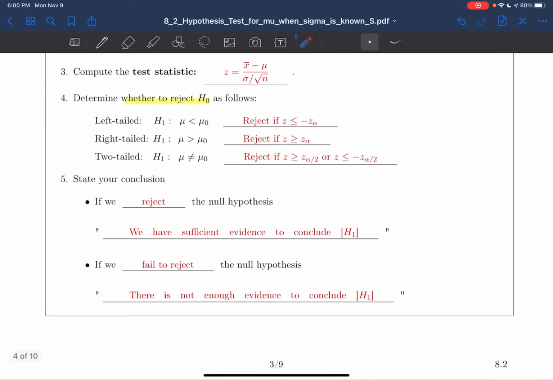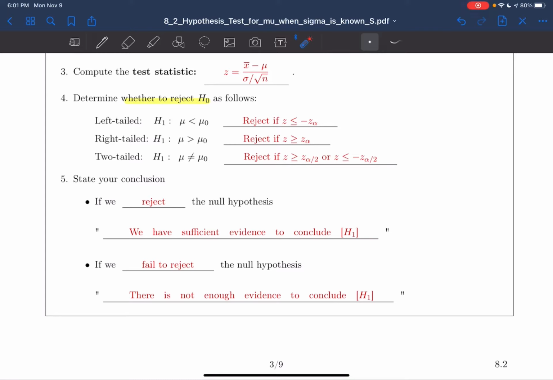Well, it depends on what test you're dealing with, a left tail, a right tail, or a two-tail test. If you're dealing with a left tail test, and remember, you know it's left tail when mu is less than some number, mu naught, we reject our null hypothesis if our test statistic is less than or equal to negative z of alpha. And again, these are just the critical values, and we already did some practice on how to compute critical values.